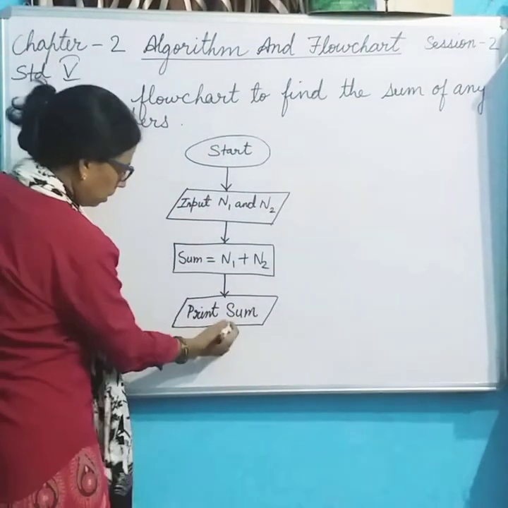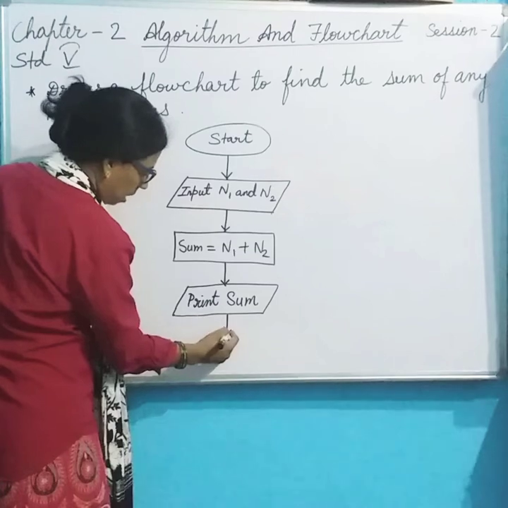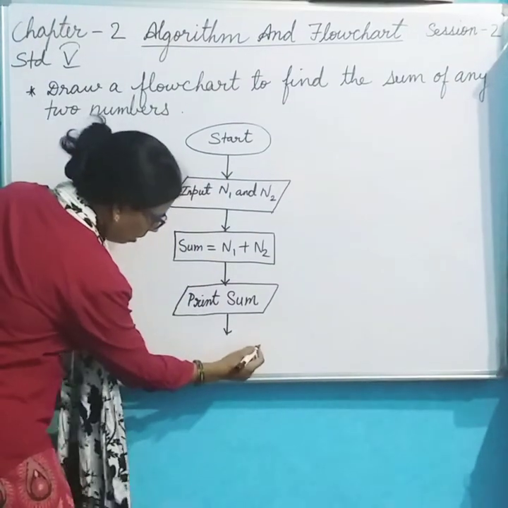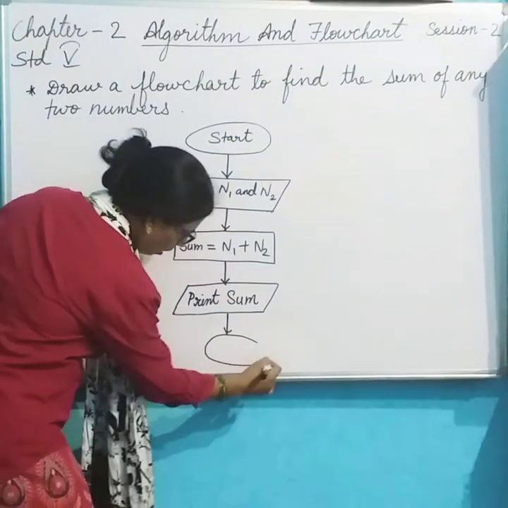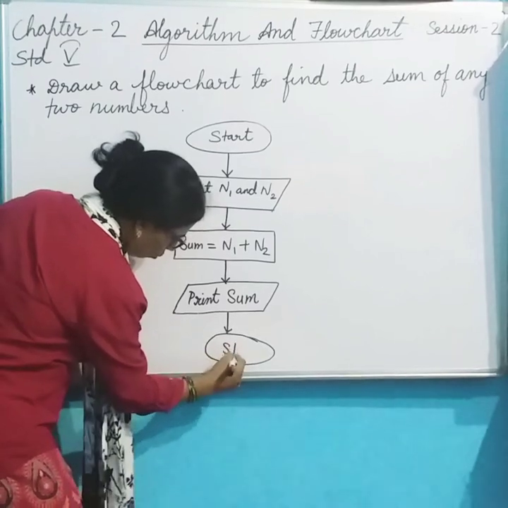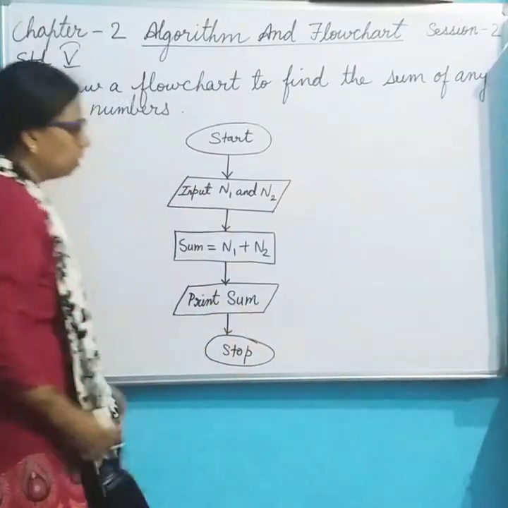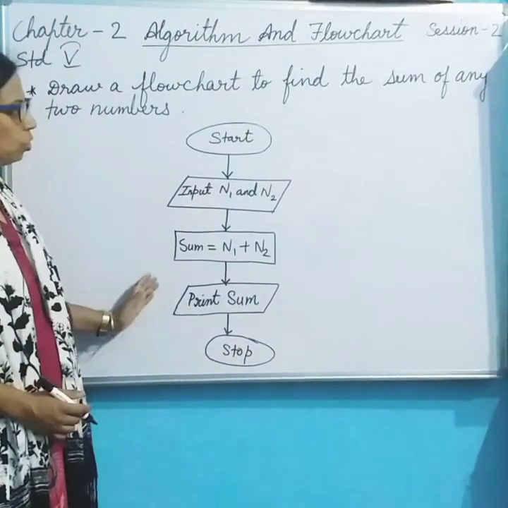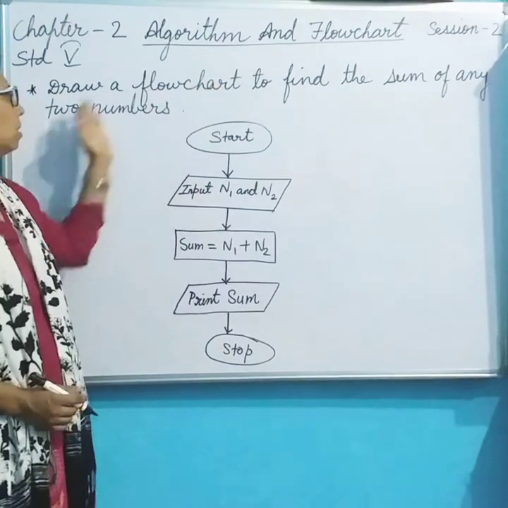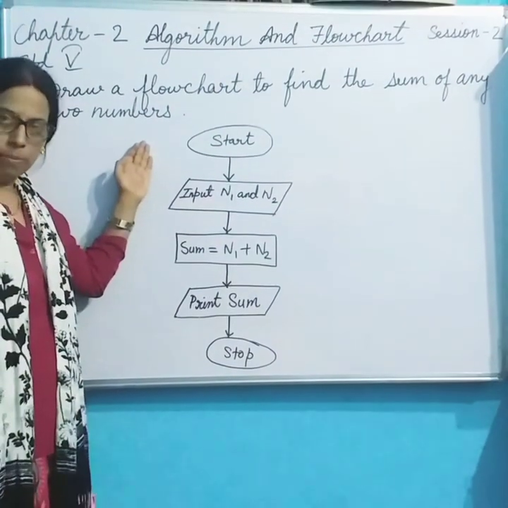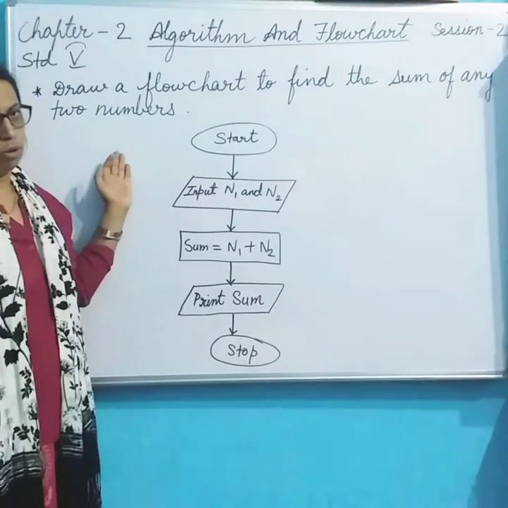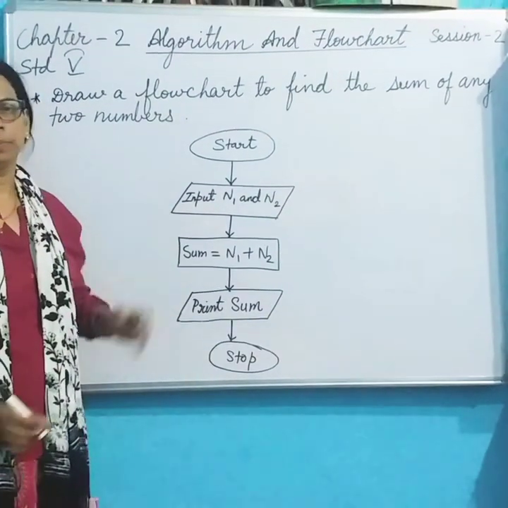At last what is missing is again the start and stop box, which is the same. So this will be the stop box. This is the flowchart which shows how to find the sum of any two numbers. Please note it down in your copy from the video.